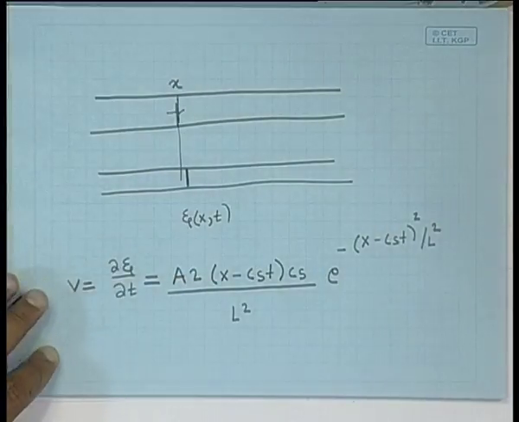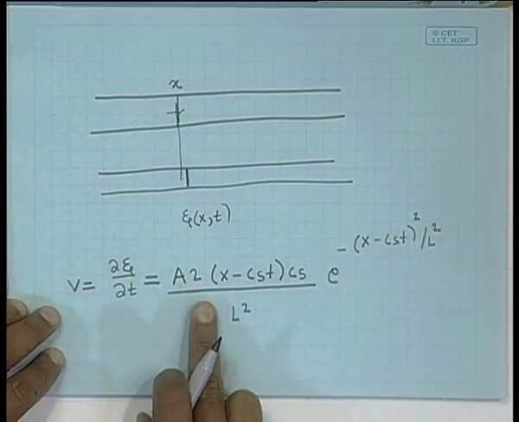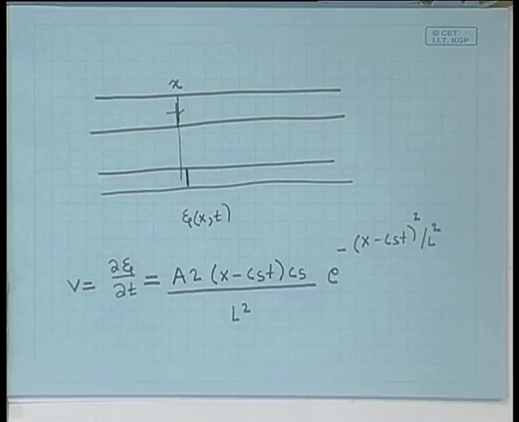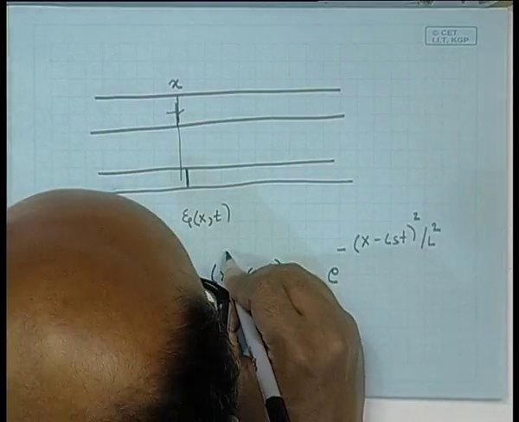So, we have to now plot v as a function of time at the point x is equal to 5. Now, we have to focus at the point where x is equal to 5.